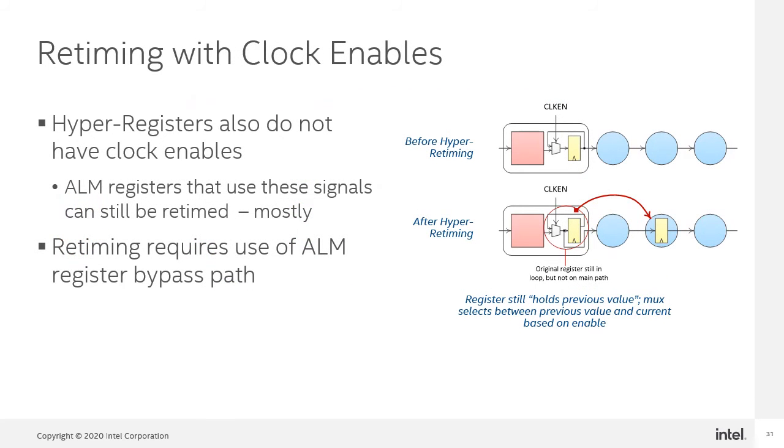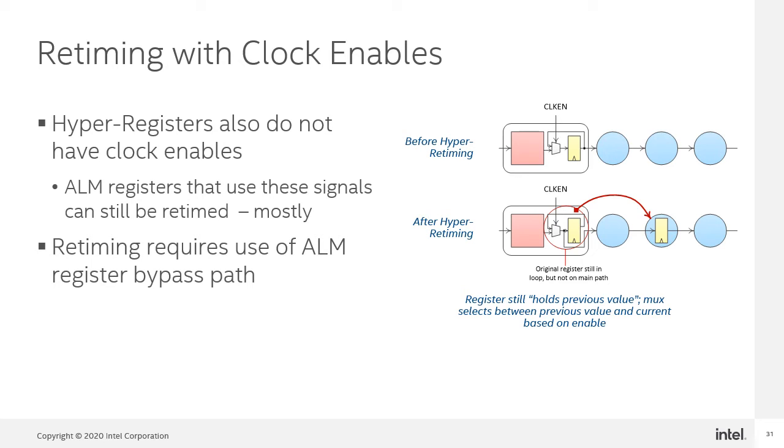As D flip-flops, hyper-registers also do not have clock enables, but like synchronous clears, this doesn't completely prevent retiming. To implement the clock enable behavior, ALM registers have a feedback loop connecting the output of the register to the D input of the register through an input select mux. The mux can then select between driving the register input with a new value or the current value of the register. After hyper-retiming, unlike with the synchronous clear, the ALM register is not disabled.